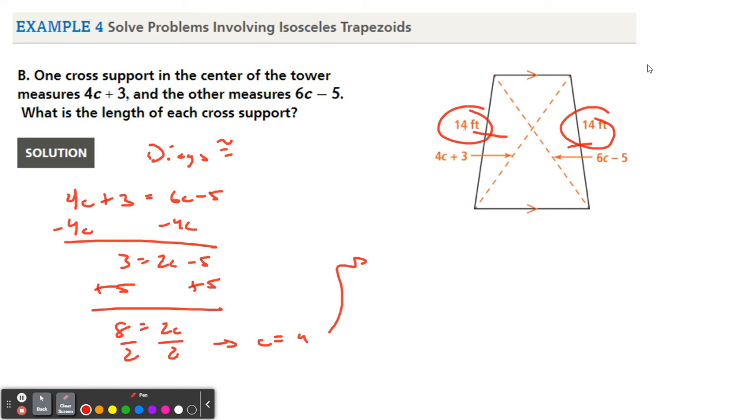So if your c value is 4, pick one of the supports and plug it in. I picked this one. 4 times c, which is 4, plus 3. 4 times 4 is 16, plus 3 is 19. And that would be the length of each support, 19. And it is in feet because of the 14 feet.